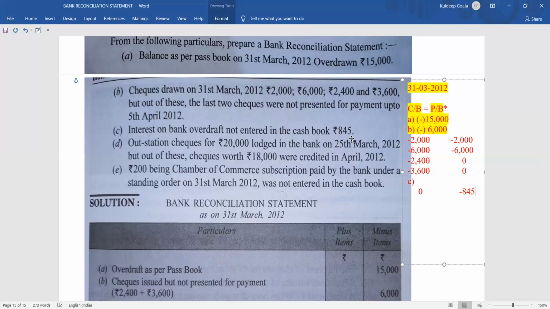845. Okay, it has been deducted, but there is nothing in the cash book. So to make both the sides same, what do you have to do? We have to make the change in the passbook. The passbook is showing minus 845. The cash book is showing 0, isn't it? The cash book is showing 0. The passbook is showing minus 845. Now to make both the sides same, what do you have to do?